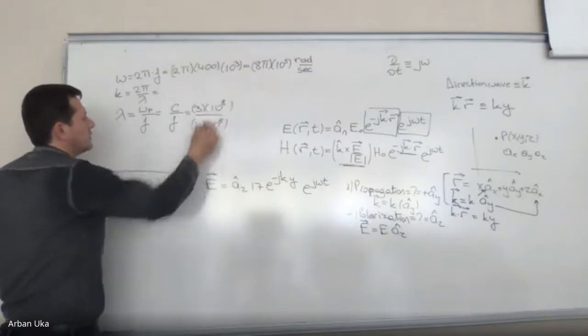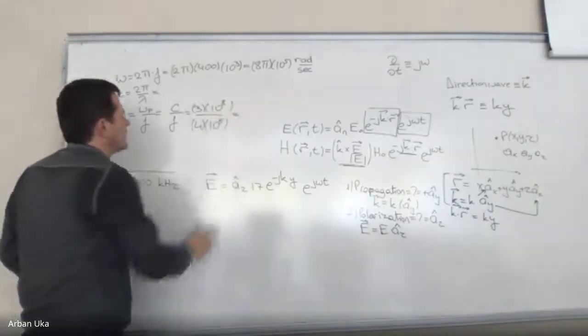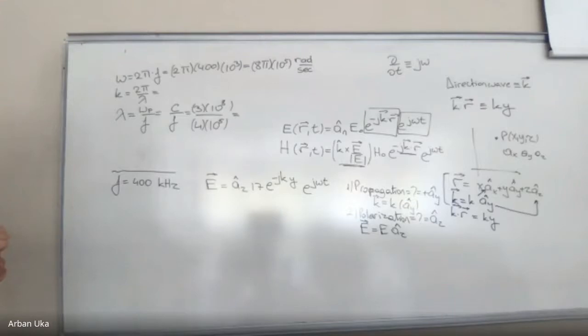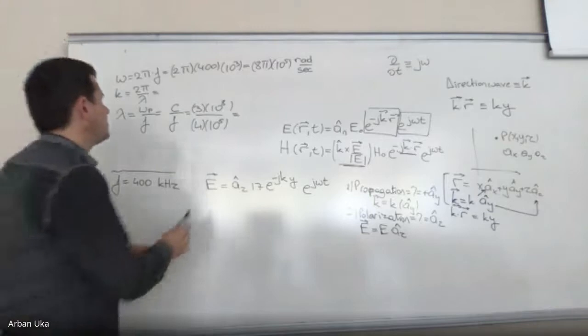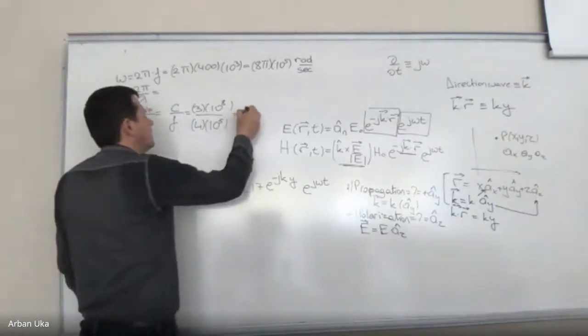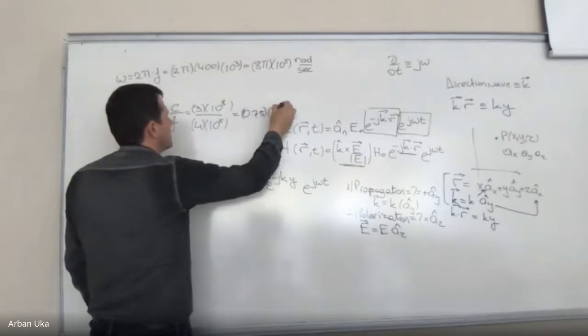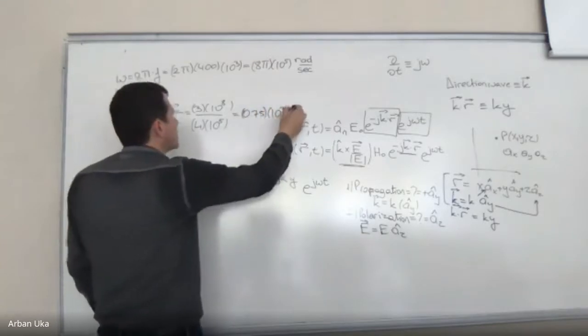That's true. So this is equal to 400 kilohertz. This is 10 to the power 5. So 3 divided by 4, we get 0.75 times 10 to the power 3. What is the unit?